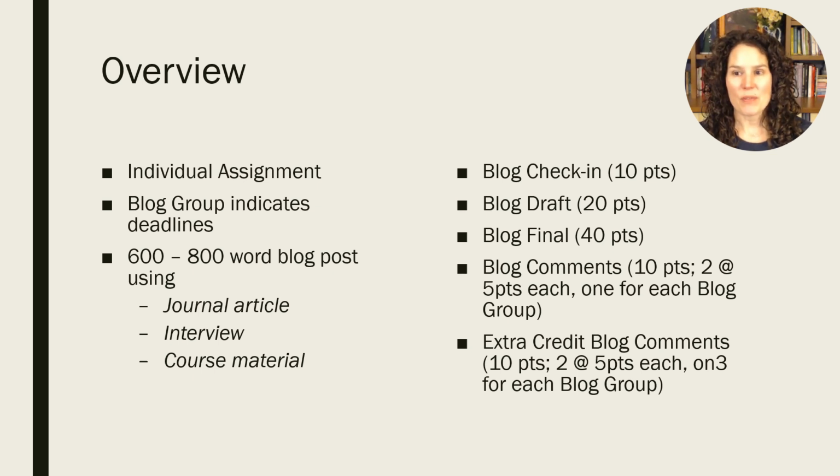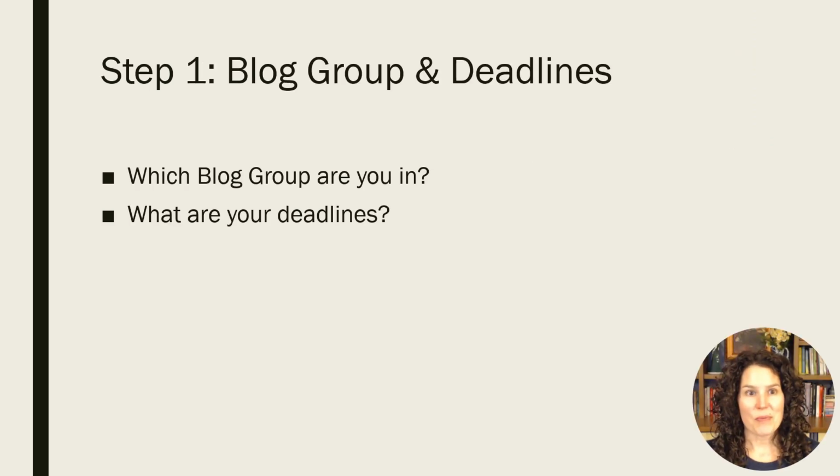So what it involves is a blog post between 600 and 800 words, but we're just posting it in our Canvas discussions for the class to read. In doing this, you are finding a journal article, you're conducting an interview, and you're tying in course material. There are 4 deadlines for each blog group: a check-in, a draft, a final, and comments, and then the opportunity to do extra credit comments. So we will basically have these assignments twice during a regular 16-week semester and only once during an 8-week summer course.